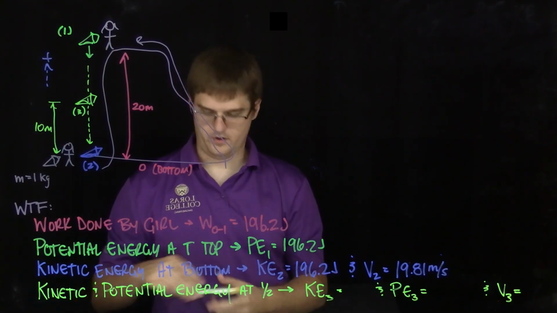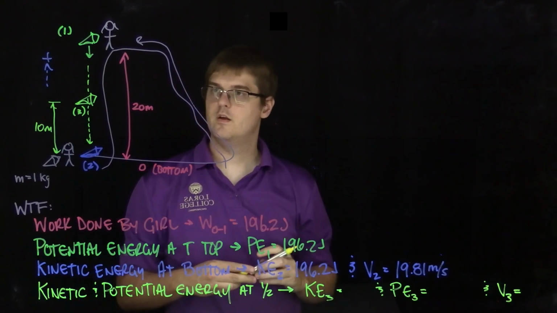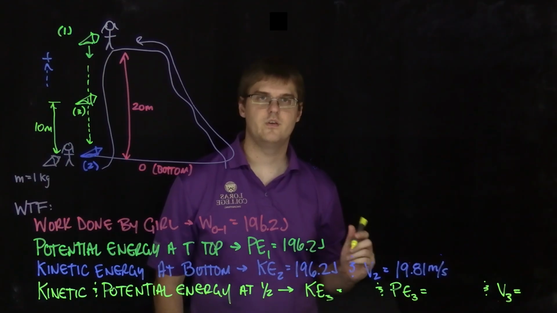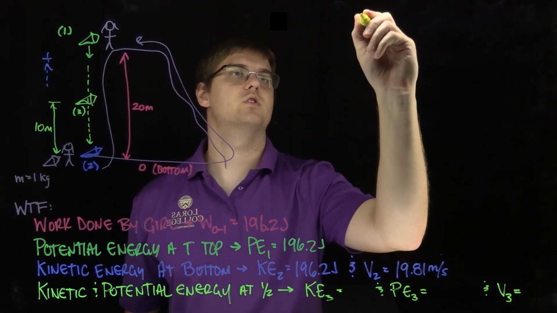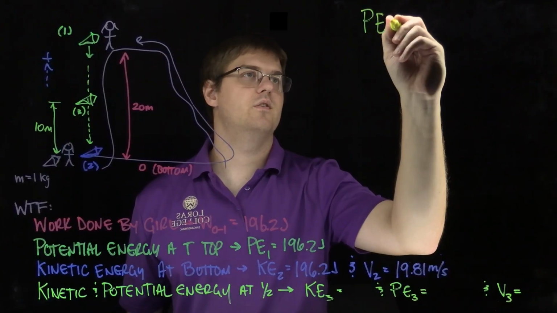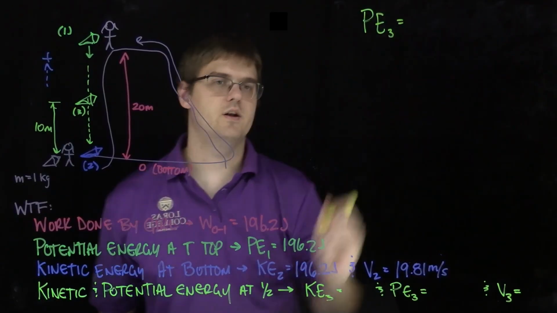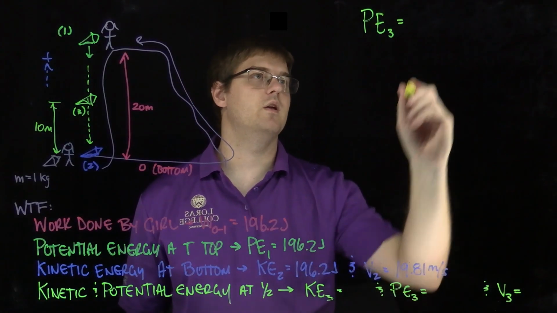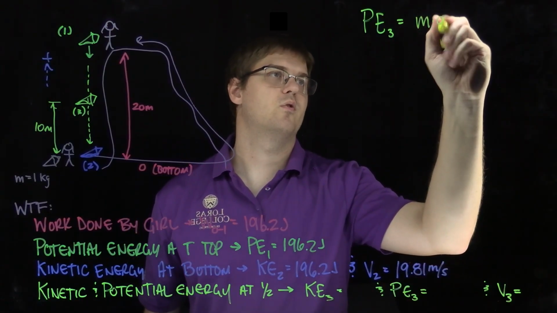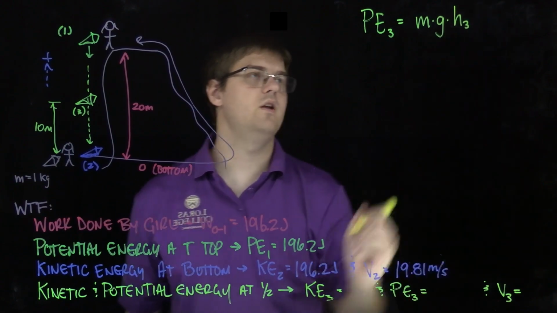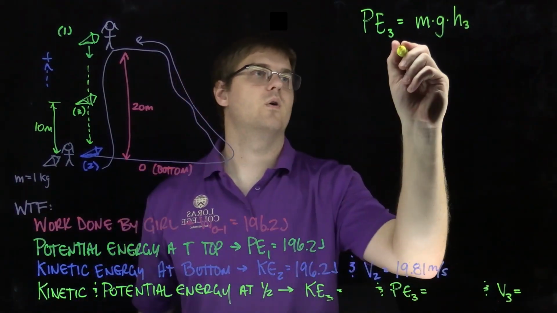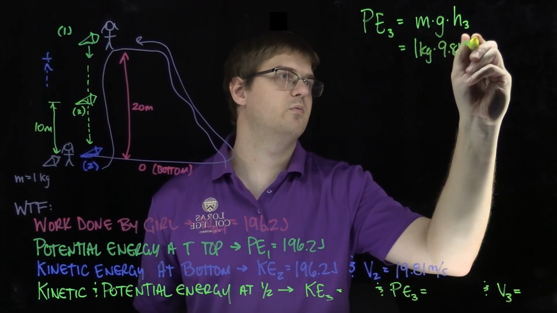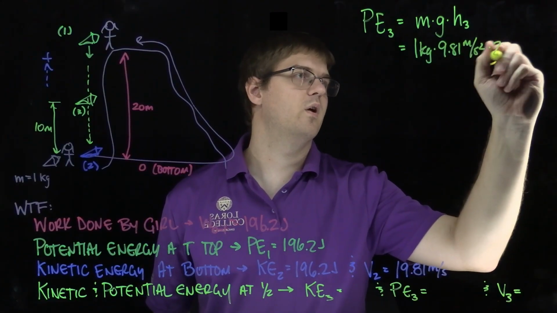Let's get to the last piece, and my cap has already fallen off of this one. Halfway. How do I want to do halfway? I can start a lot of different places. I'm going to start with my potential energy, because potential energy is an easy equation. So I want to know my potential energy at 3. Potential energy at 3 is equal to my mass times gravitational constant times my height at 3. So that is 1 kilogram times 9.81 meters per second squared times 20 meters.